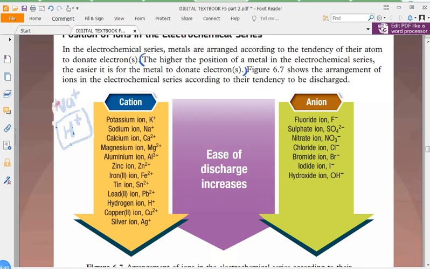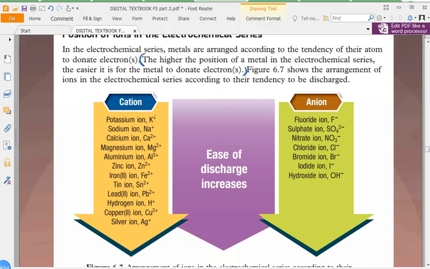So look at the formula of each ion here: K, Na, Ca, Mg, Al, Zn, Fe, Sn, Pb, H, Cu, Ag. These are the formulas of the cations that are commonly present in our daily life and in solutions. So I have a list for you to memorize. For K we have "kalau", Na "nut", Ca "cherry".